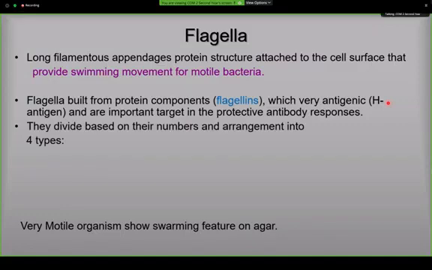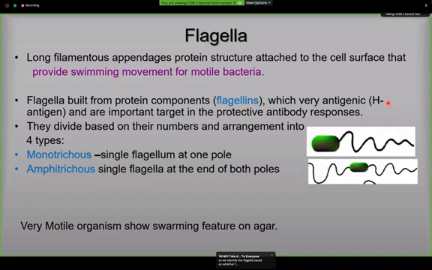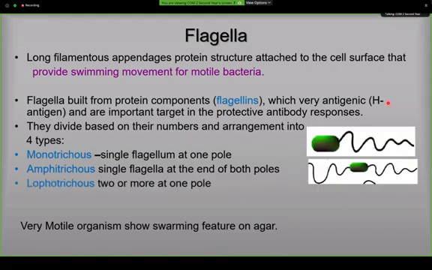The flagella could be divided into different groups based on the positions of the flagella on the surface of the bacterial cell envelope. The first one is when the flagella is arranged as a single flagellum at one pole. We call it monotrichous. Remember the spelling, monotrichous. If the flagellum is single but at both poles, we call it amphitrichous.